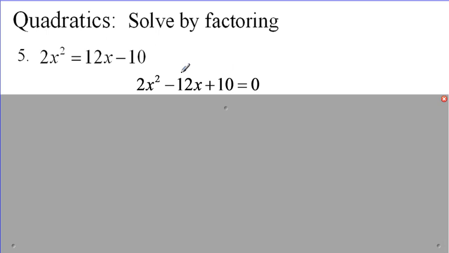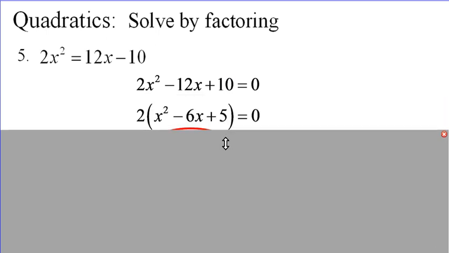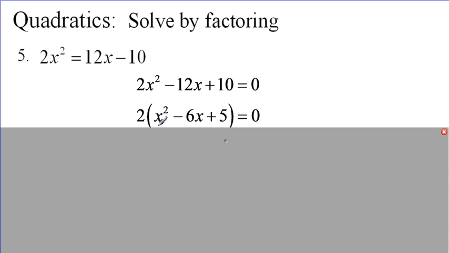And I'm looking at my values, and I see I have 2, 12, and 10. All of those have the same factor of 2, so we're going to make this a simpler problem and try that method again. If I divide out a 2, I'm now working with x squared minus 6x plus 5.